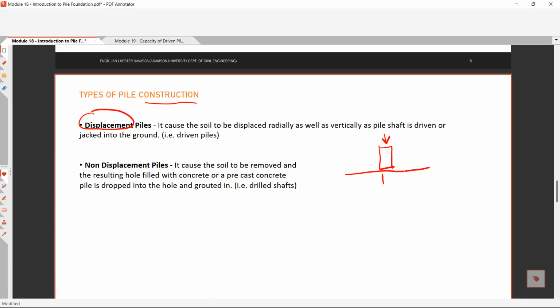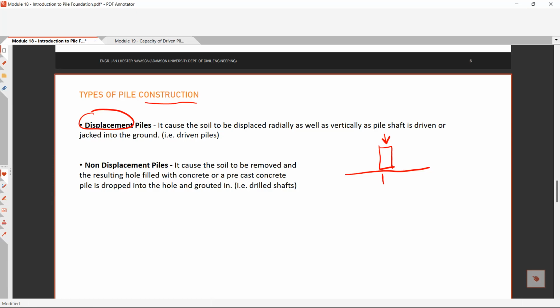It causes the soil to be removed and yung resulting hole, i-fill mo siya ng formworks, then yung casement mo, then a concrete or a precast concrete. Okay, pwedeng concrete doon ka magpupur or pwedeng precast concrete. So, ibig sabihin, nakasa nila sa labas, then ibabaon na lang nila doon sa holes.